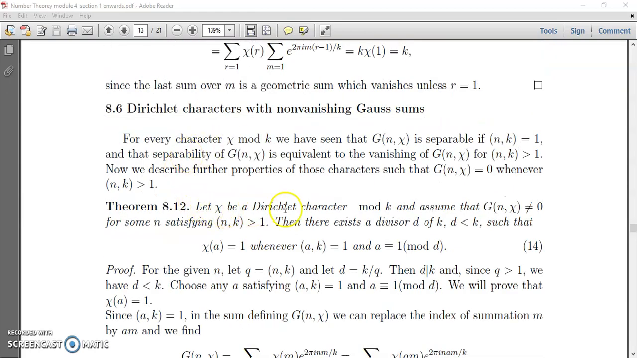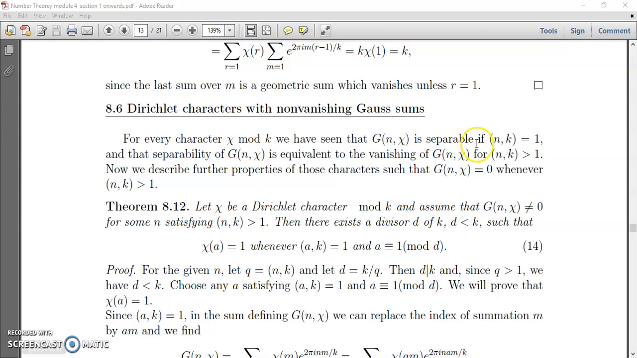That is, let chi be a Dirichlet character mod k and assume that g of n, chi is not equal to 0 for some n satisfying gcd of n, k greater than 1. Then there exists a divisor d of k, d less than k, such that chi of a is 1 whenever gcd of a, k is equal to 1 and a is congruent to 1 mod d.